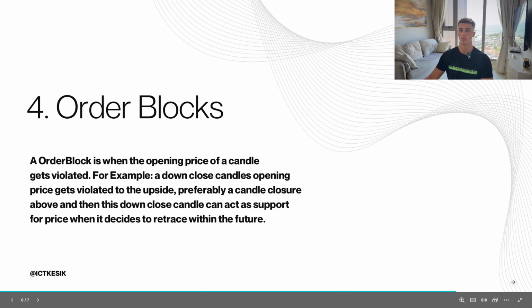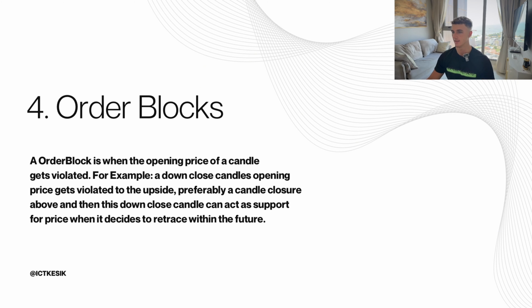Okay, number 4, order blocks. Now, I don't tend to use these as much as I do the other PD arrays. However, they are still very, very useful, okay? So an order block is when the opening price of a candle gets violated, okay? To give you an example, a down close candle's opening price gets violated to the upside, preferably with a candle closure above. Then this down close candle can act as support for price when it decides to retrace in the future. So you can mark out that opening price, and that will be your order block.